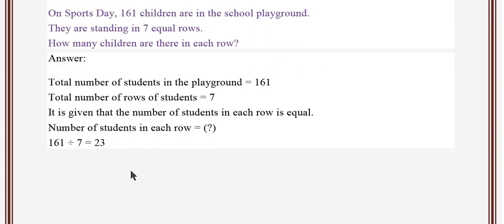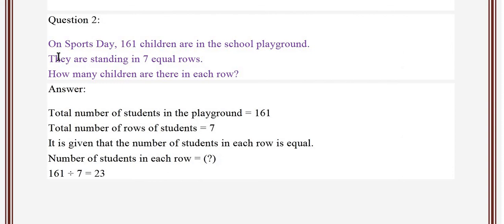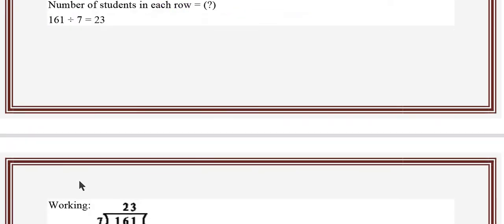Now, on Sports Day, 161 children are in the school playground. They are standing in 7 equal rows. How many children are there in each row? Total number of students in playground 161 and total number of rows is 7. It is given that the number of students in each row is equal. So 161 divided by 7 is equal to 23.